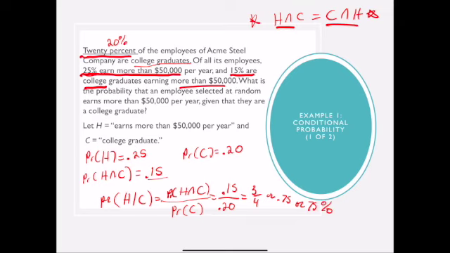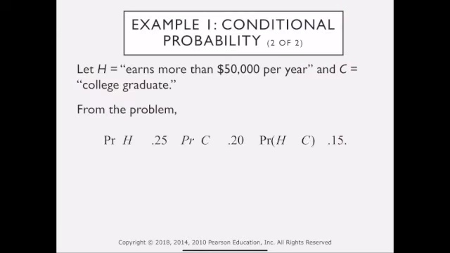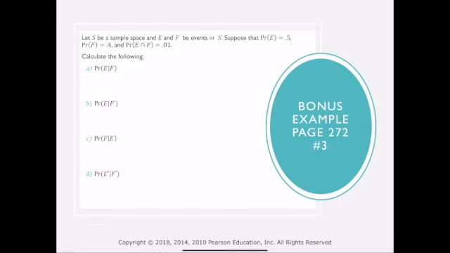So what was my question? What is the probability that an employee selected earns more than $50,000 per year given they're a college grad? The probability is 0.75, 3/4, or 75%. They're all equivalent. I've made sure that the answer is worked out for you in the PowerPoint, so you can use it as a reference.